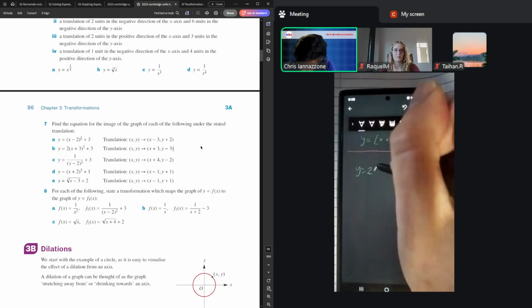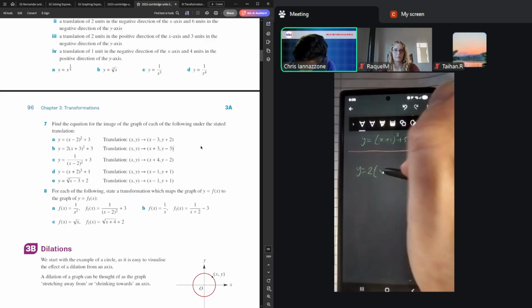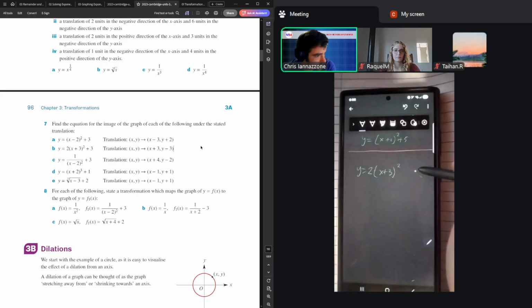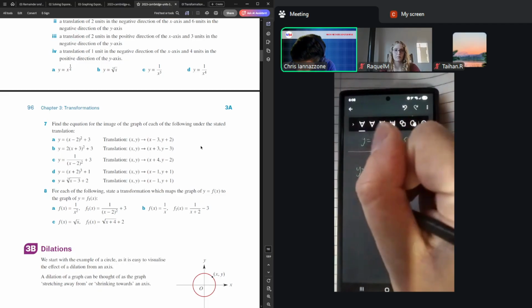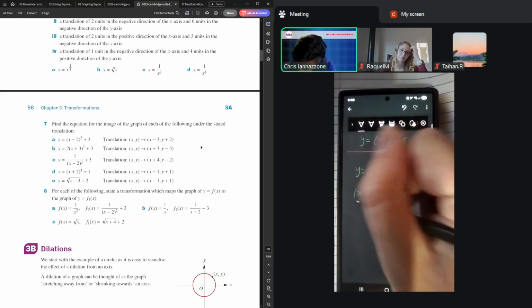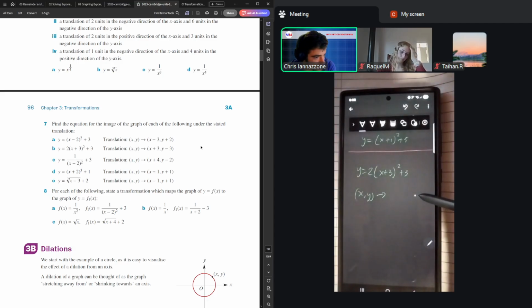y equals 2 bracket x plus 3 all squared plus 3. xy maps to x plus 3, y minus 3.